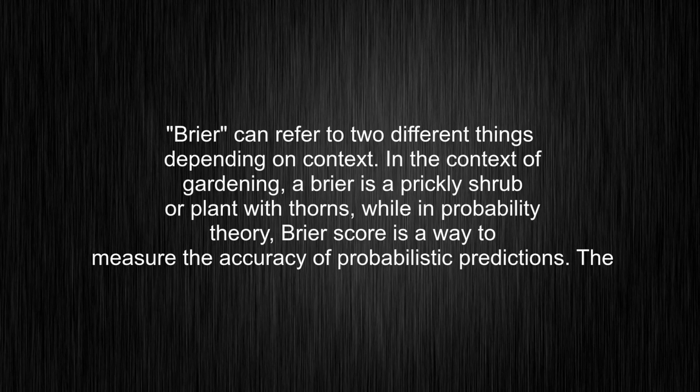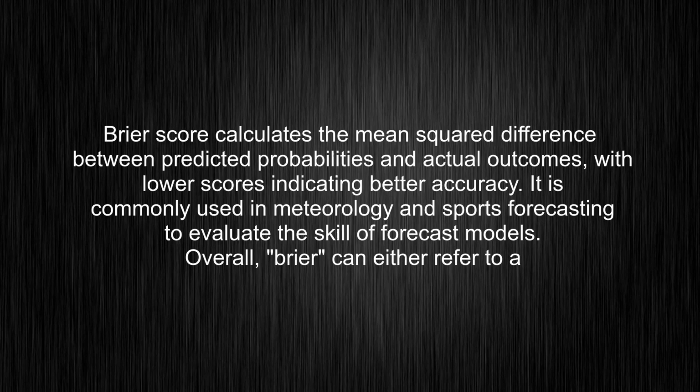Brier can refer to two different things depending on context. In the context of gardening, a brier is a prickly shrub or plant with thorns, while in probability theory, brier score is a way to measure the accuracy of probabilistic predictions. The brier score calculates the mean squared difference between predicted probabilities and actual outcomes, with lower scores indicating better accuracy.